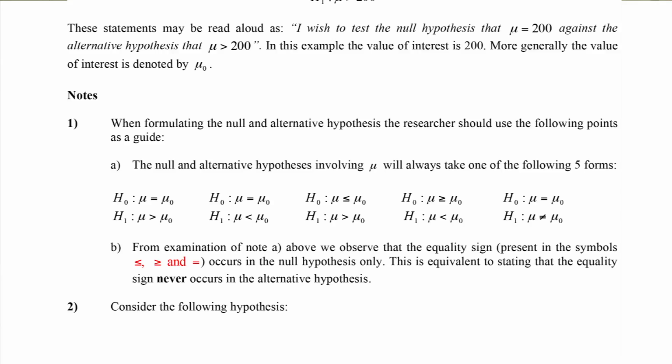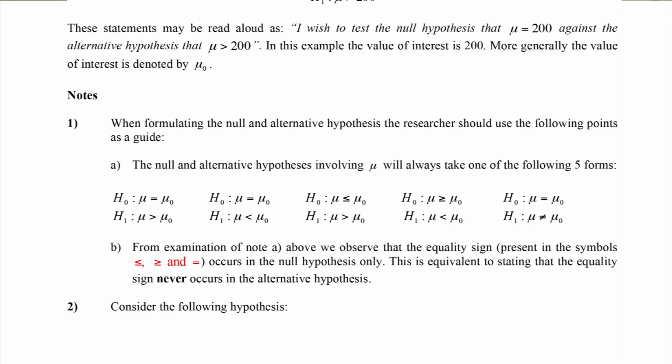In this example, the value of interest is 200. More generally, the value of interest is denoted by mu 0. So here I have a specific example where I'm talking about the number 200, but more generally, we denote it by the symbol mu 0. Now here we formalized H0 and H1, but let's look at a few notes that the researcher might like to adopt when trying to write down H0 and H1.